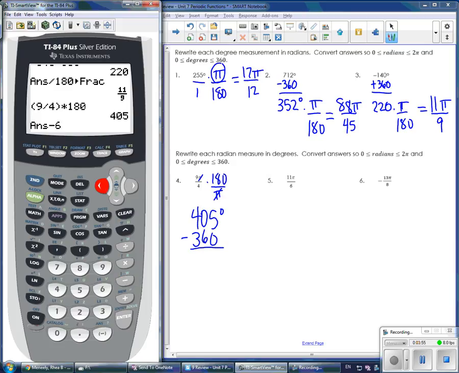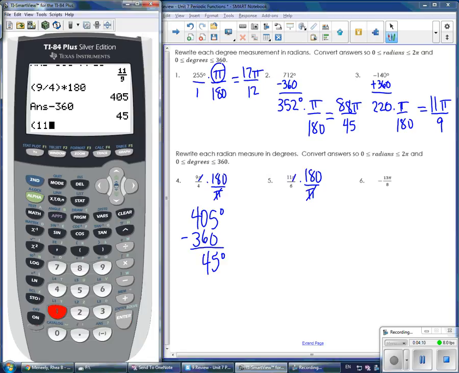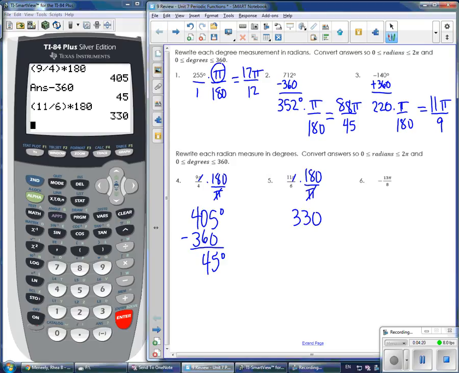My calculator's not picking up my hands. There we go, 45 degrees. I can do the same thing with number 5. If I multiply by 180 over pi, the pi's are going to cancel. I'm basically taking 11 divided by 6 and multiplying that by 180. And I get 330. So that would be 330 degrees. And that is on my unit circle, so that's fine.